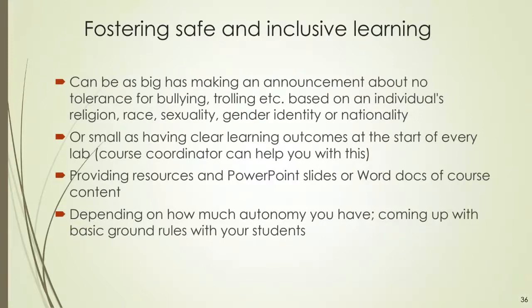So fostering safe and inclusive learning could be something as big as making an announcement that there'll be no tolerance for bullying or trolling based on an individual's race, religion, sexuality, gender identity, or nationality, letting your students know that this is not tolerated in this class, even talking to the course instructor to know how to move forward if something like that does happen. It could be as little as having clear learning outcomes at the start of every class. It could be as simple as providing the learning resources, making them accessible to all the students, even at the end of class. And depending on how much autonomy you have, as we already talked about before, coming up with basic ground rules for your students on how to conduct themselves when they're in class.